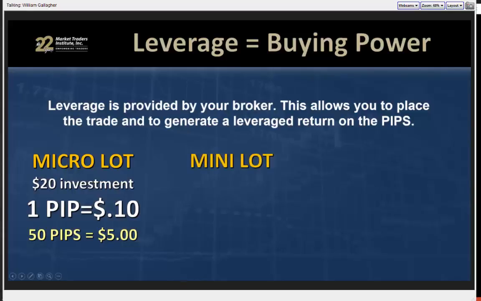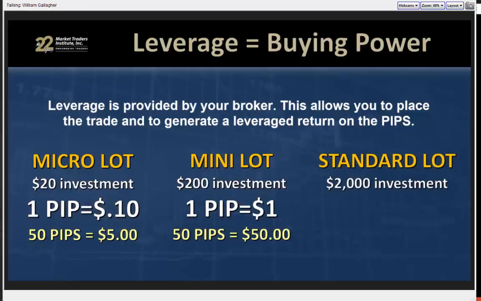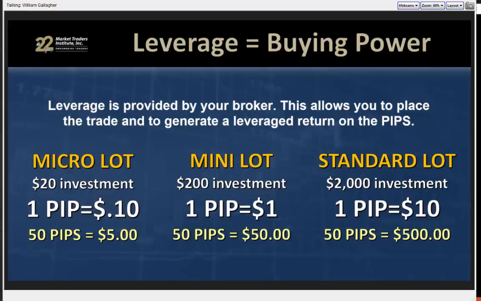The next level up is called a mini lot. A mini lot is about a $200 investment per trade, coming from your broker's account. Each pip is now worth $1, so those 50 pips will be worth about $50 in profit. Now you look at a standard lot. A standard lot is the standard by which most traders try to trade. It's about a $2,000 investment from your trading account. Each pip is now going to be worth about $10. So at 50 pips per trade, you'll be generating a profit of $500.